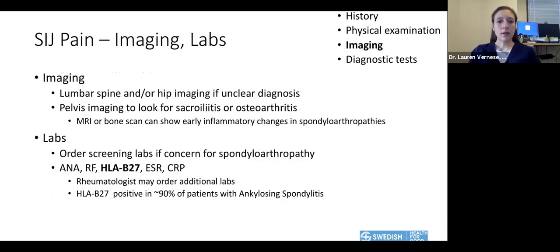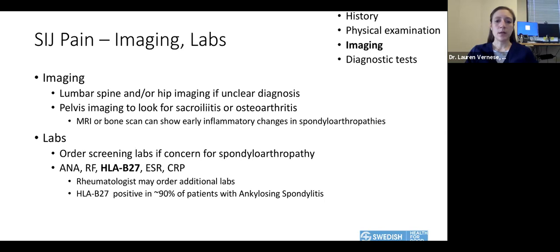So next are imaging and labs. Unfortunately, as I said, imaging does not really help in securing a diagnosis of sacroiliac joint pain. However, it can be used if your diagnosis is unclear and you want to say, does this patient have really bad L5-S1 facet arthritis or an inflammation? So I might be getting a lumbar spine x-ray and or MRI. I also might be looking at the hip, say this patient also has groin pain. Remember, 14% of patients with sacroiliac joint dysfunction and pain can have groin pain. So sometimes I'm also looking at the hips.